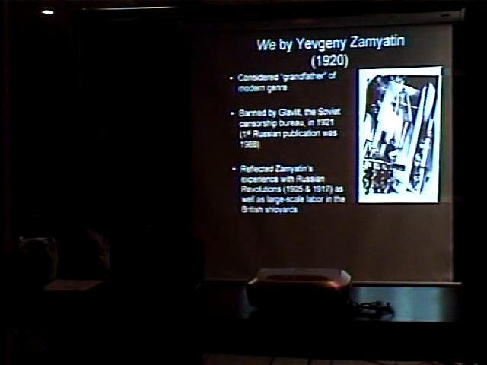Basically, We was based on the experience that Yevgeny Zamyatin had with watching the two Russian revolutions. He finally, because he was kind of close with Gorky in Russia, was allowed to leave and go to England, where he worked in the shipyards and saw sort of mass mechanized labor on this vast scale. And he saw in that some of the same problems he had seen in the Soviet Union. So it was a direct reaction to two different systems that seemed to him to have a lot of the same problems.